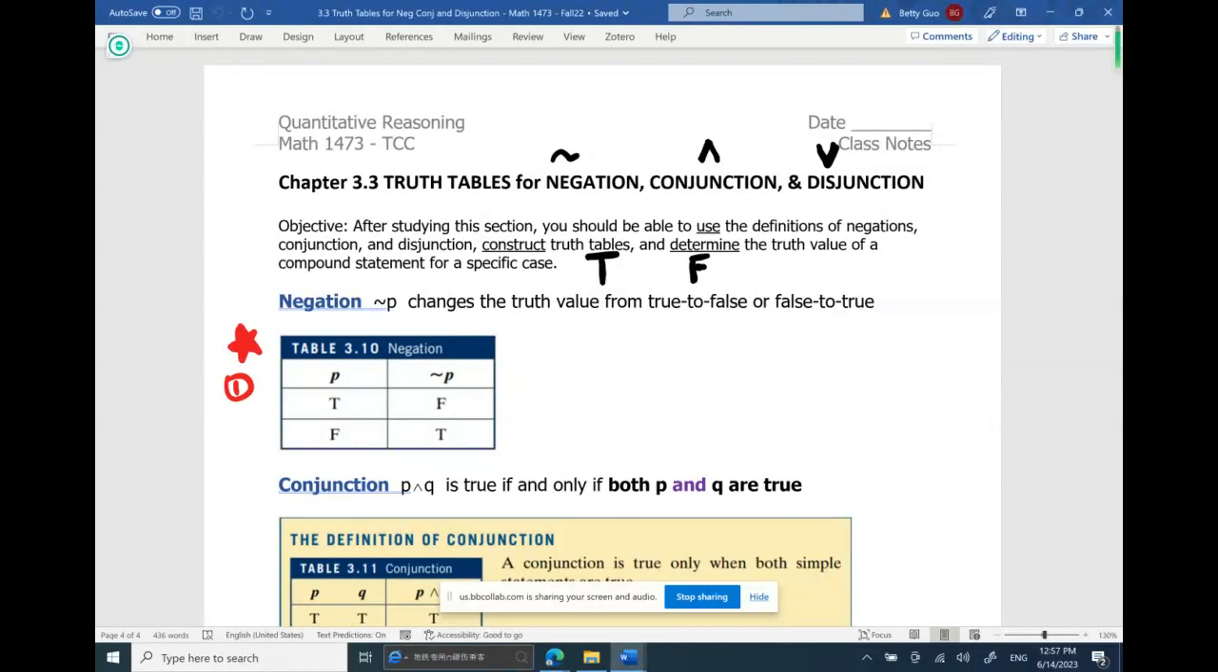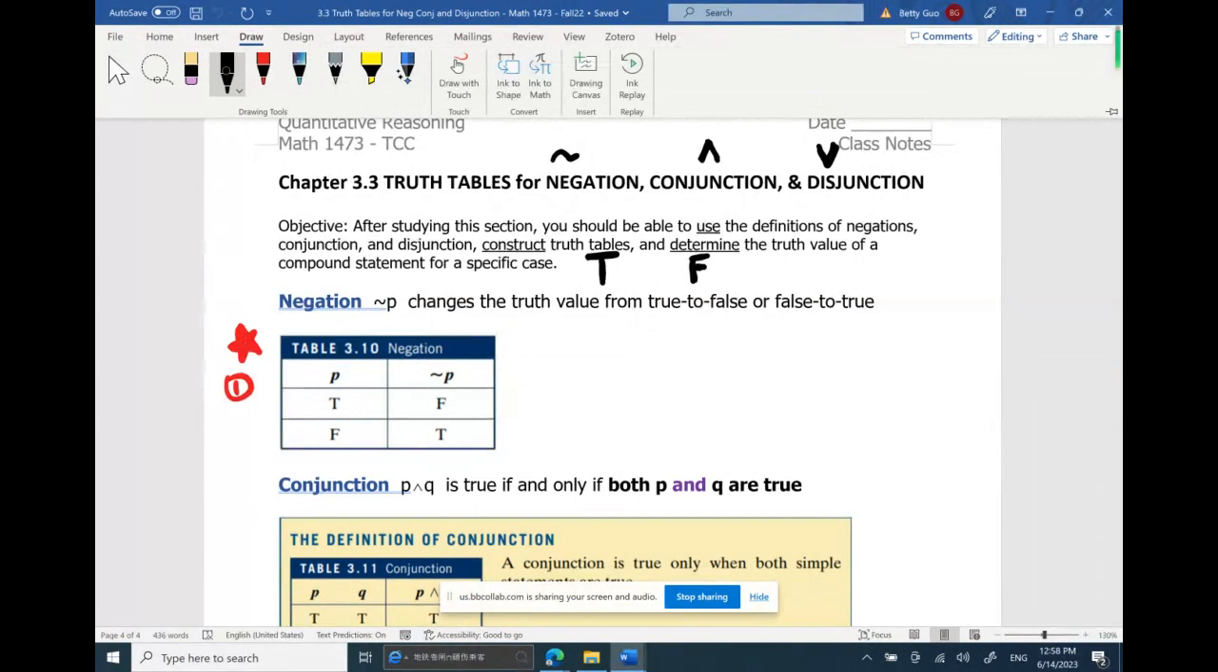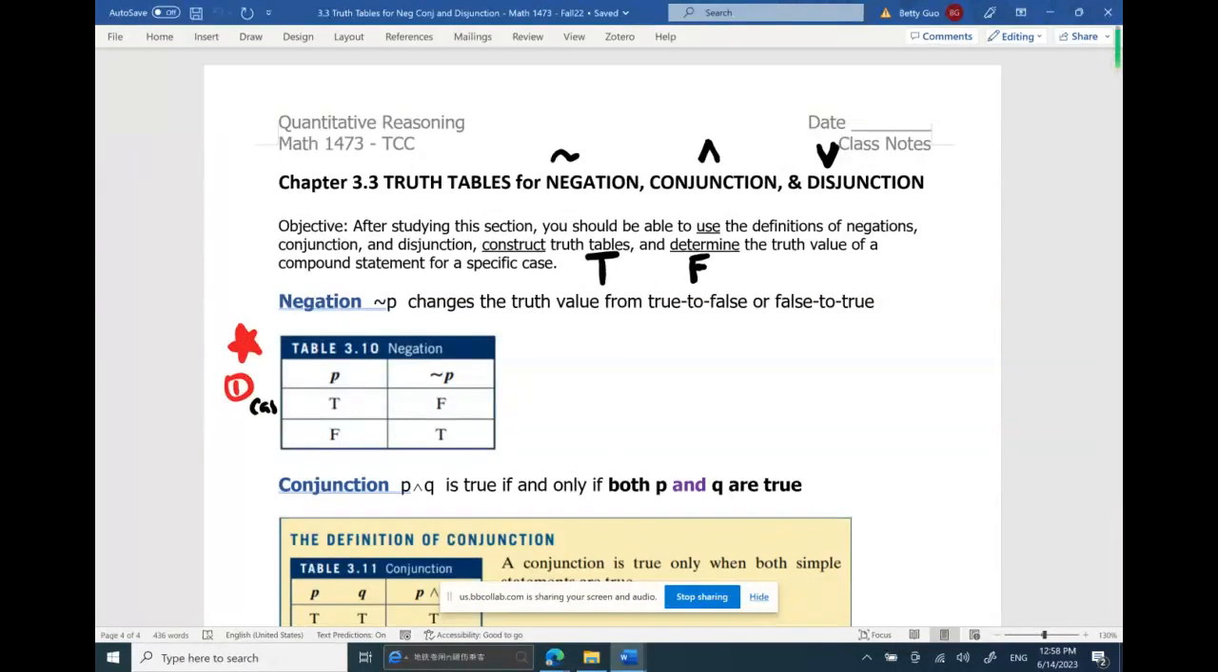It's pretty straightforward. Given a simple statement P, P could only have one truth value, right? It's either T or F. So below P, we have T and F. In the truth table, this is case 1. This is case 2. We have 2 cases for the truth values of P. It is either true or false.